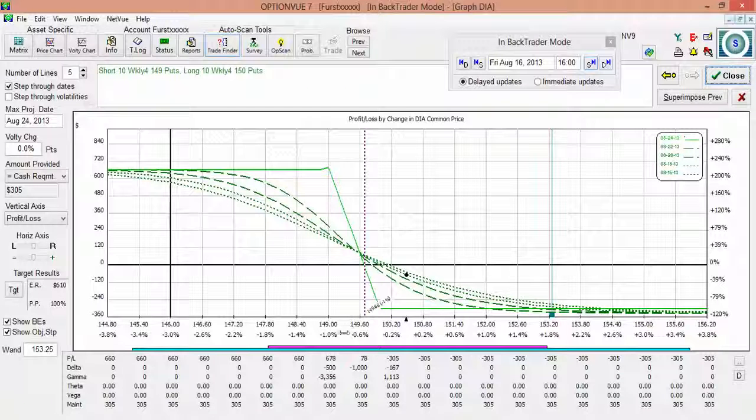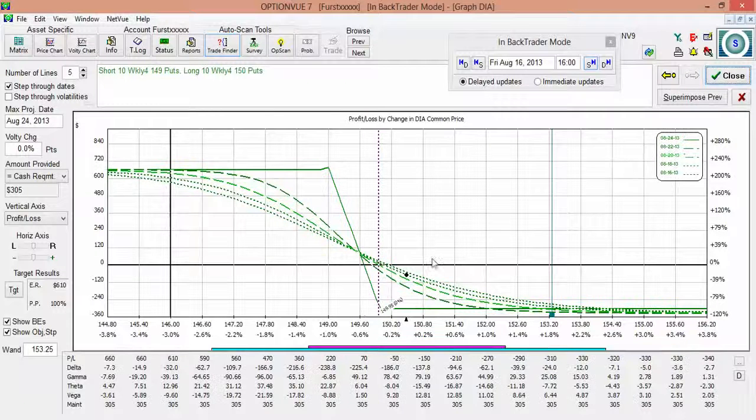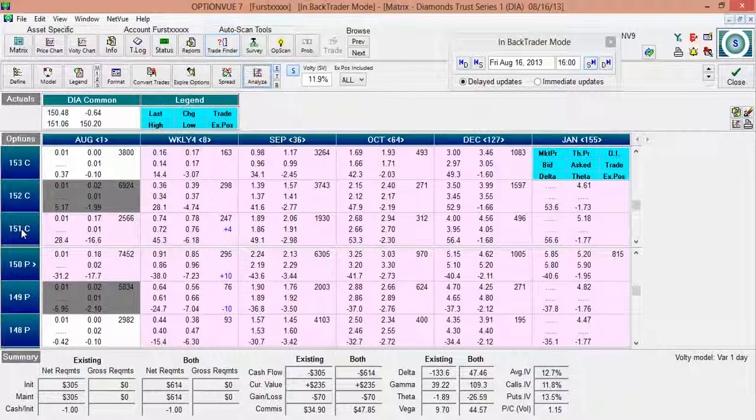And so I'm expecting potentially a 149 move, or even lower, down to 146, 145. Or if we do move up, I'm prepared to buy the 151 calls, which are 45 delta for 74 cents, based on Friday's close at 150.48. And so that's the trade.